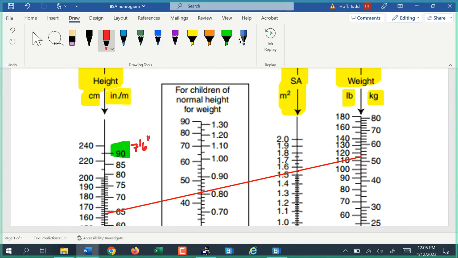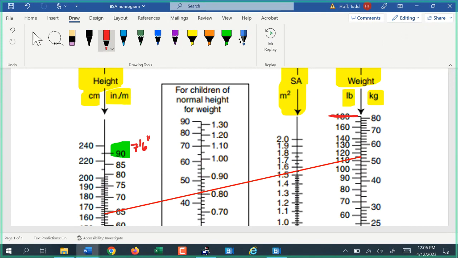On the other side over here, however, the weight only goes up to 180 pounds. We're going to deal with a lot of patients that are more than 180 pounds. So if we have a patient that is larger in size, we can handle their height, but we cannot handle their weight with the nomogram. Now, there are other nomograms out there that do go to higher weights and don't go up to as high a height. This is just the one that's available.